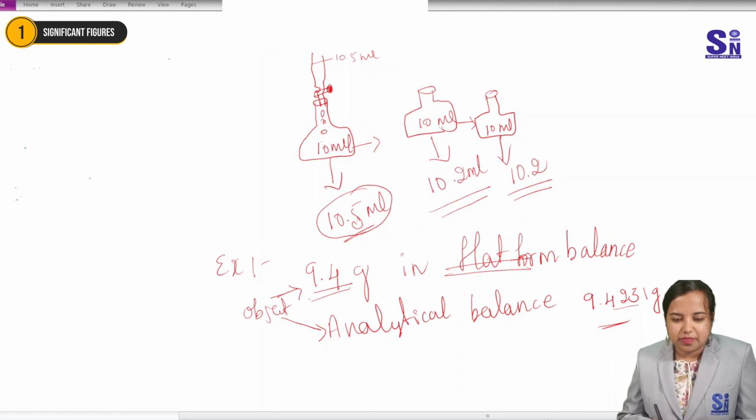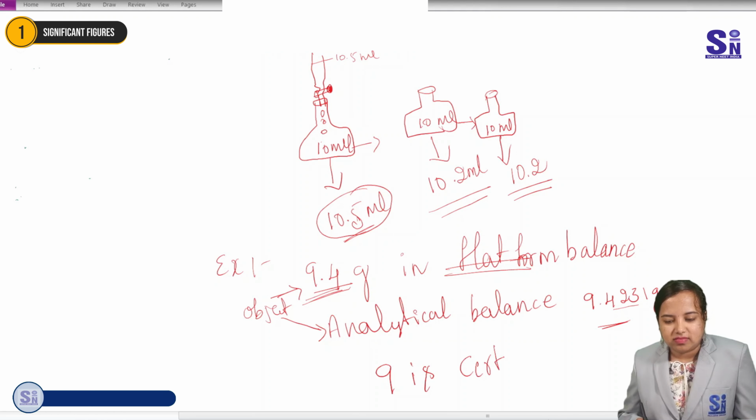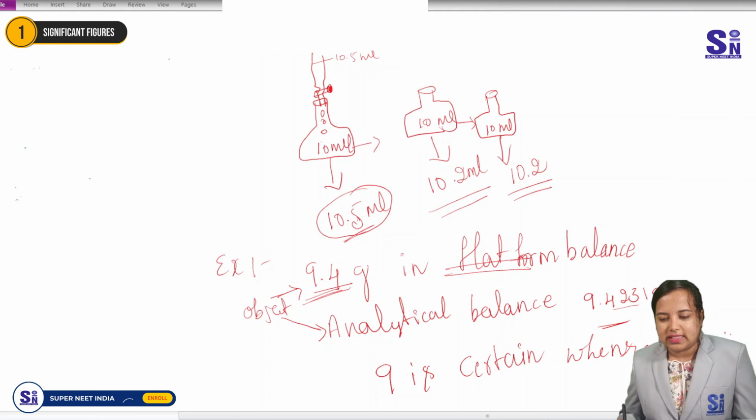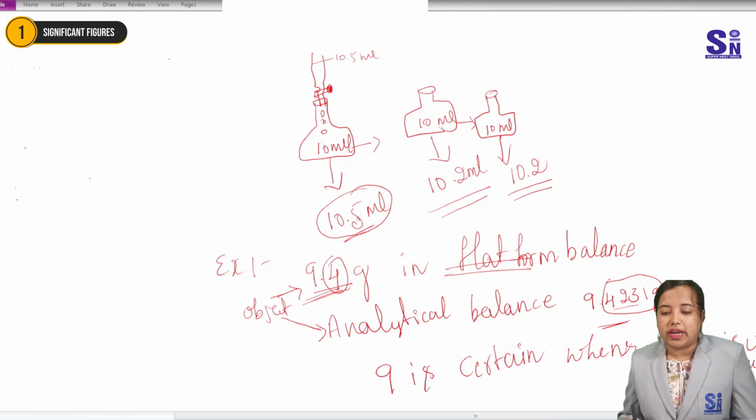See, in this case we consider 9 is certain, whereas 4 is uncertain. When you are weighing in a flat balance, you end up with only 4 as the last digit, but when you weigh in an analytical balance, you are going to get 4, 2, 3, 1, etc. grams, because it is uncertain.